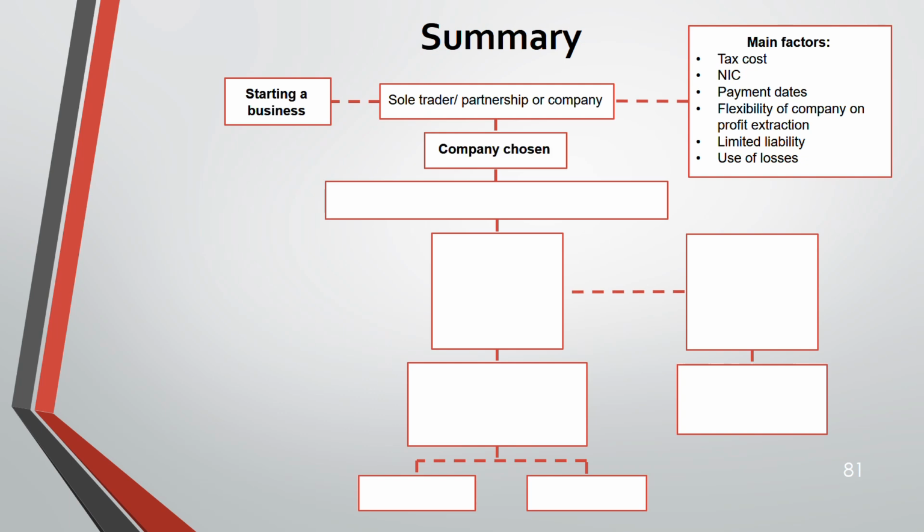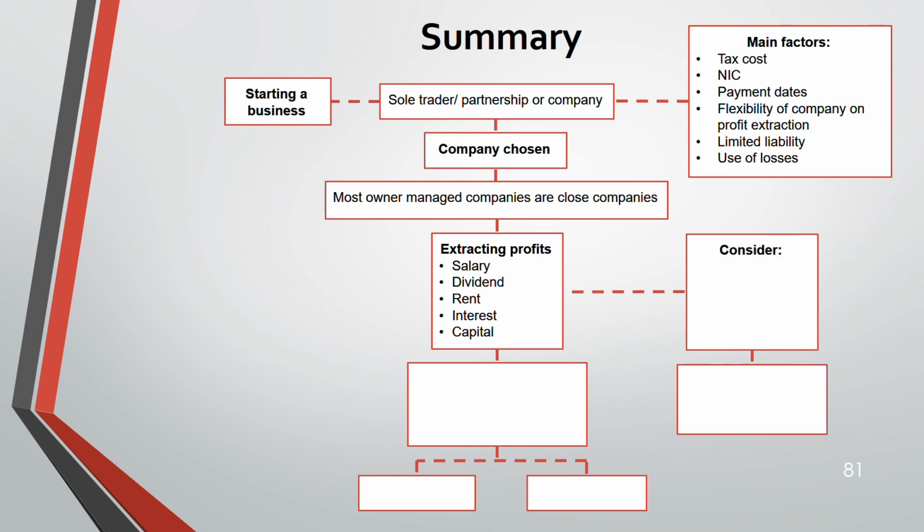Now, so a company is chosen. Most owner managed companies are closed companies. We have gone through closed companies. They can extract profit as salary, dividend, rent, interest and capital. There are 5 ways. Now, you have to consider the tax rates once again, NIC cost, payment date, distributable profit. The same things you considered for sole trader versus company.